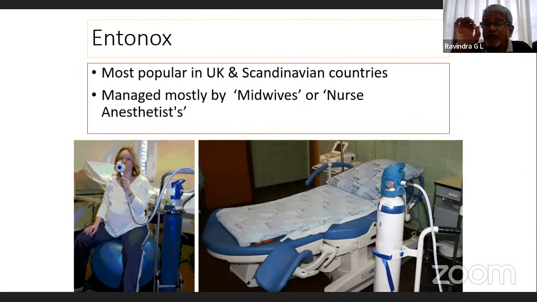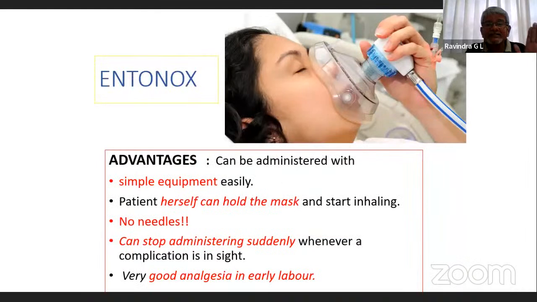And Entonox is a very useful technique. The most popular in UK and Scandinavian countries, managed mostly by midwives and nurse anesthetists. The advantages are it can be administered with very simple equipment, which has a non-rebreathing valve only. Patient herself can hold the mask and start inhaling. There are no needles, and the moment you feel that there is some complication, you can just take off. Very good analgesia in early labor. So the quality of analgesia is excellent early in labor, but later on the quality comes down with the increase in the intensity of pains.